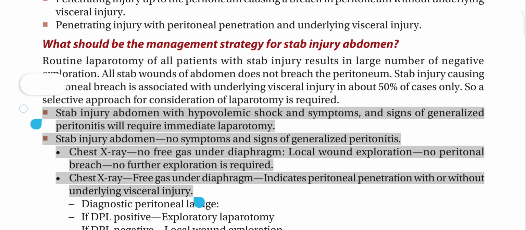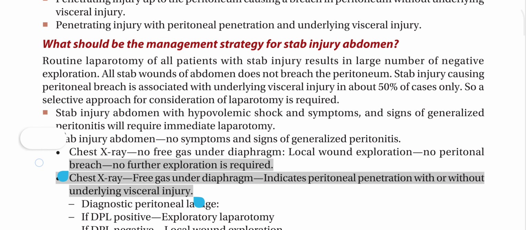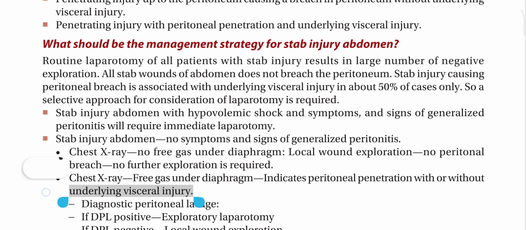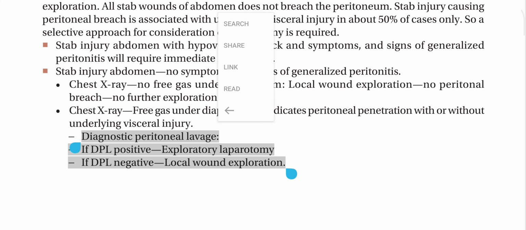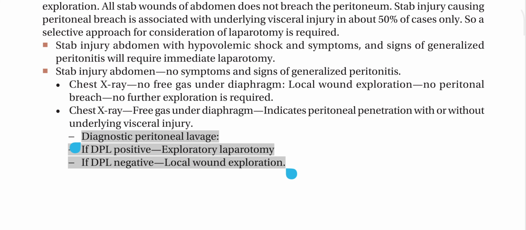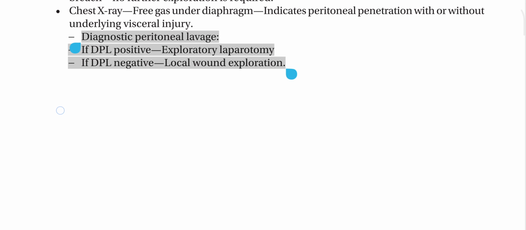Stab injury abdomen with hypovolemic shock and symptoms and signs of generalized peritonitis will require immediate laparotomy. Stab injury abdomen, no symptoms and signs of generalized peritonitis: chest X-ray, no free gas under diaphragm, local wound exploration, no peritoneal breach, no further exploration is required. Chest X-ray, free gas under diaphragm, indicates peritoneal penetration with or without underlying visceral injury. Diagnostic peritoneal lavage: if DPL positive, exploratory laparotomy; if DPL negative, local wound exploration.